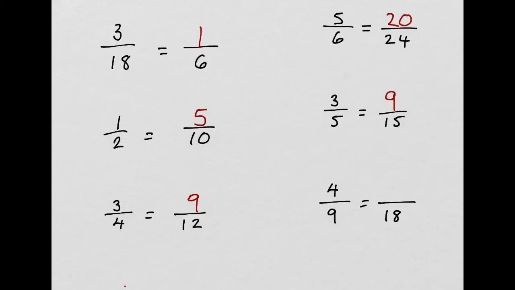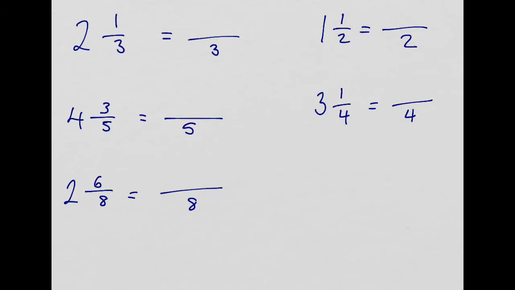Okay, so finally, 4/9 is the same as how many 18ths? Well, we know that 9 times 2 is 18. So we need to do the same thing to the numerator. 4 times 2 is 8. So 4/9 is the same as 8/18.